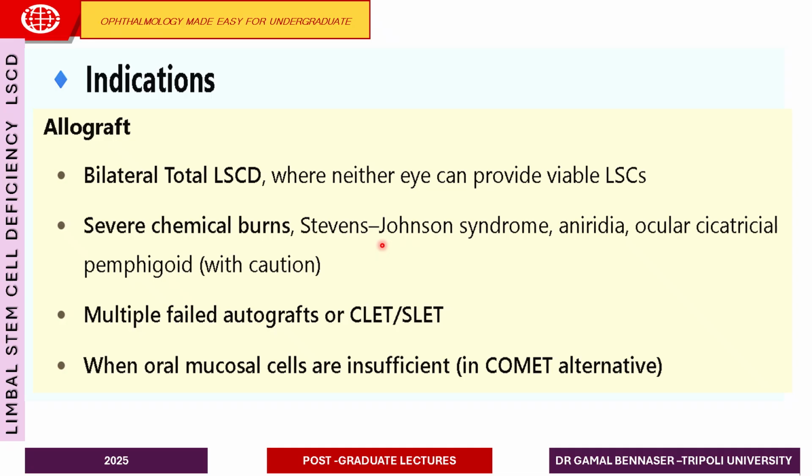Because if there is high risk of rejection, even for allograft, it is contraindicated, and you should go for another option like keratoprosthesis. Also, after failure of recurrent autografts, you should go for allograft, or after failure of the mucosal or buccal cells. So this is also an indication for allografts.